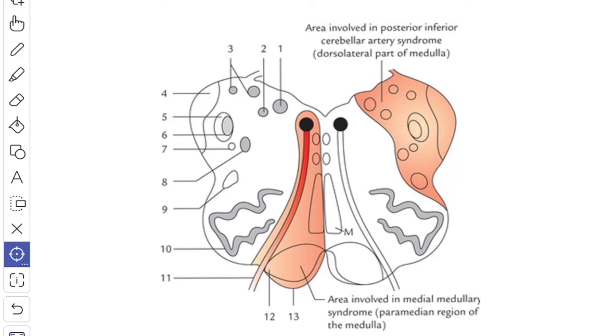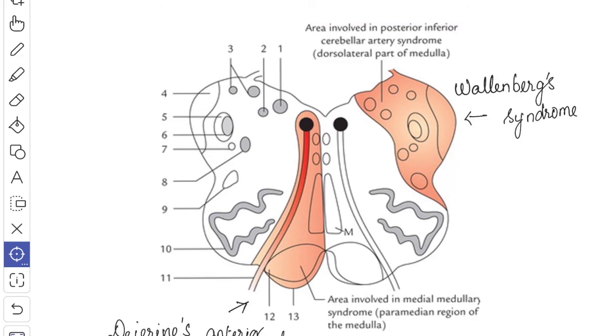Then you get the ipsilateral paralysis of muscles of the palate, pharynx and larynx due to the involvement of the nucleus ambiguus. Then there will be the ipsilateral ataxia due to the involvement of inferior cerebellar peduncle and the cerebellum. There will be giddiness due to the involvement of vestibular nuclei. There will be Horner's syndrome due to the involvement of descending sympathetic pathway in the reticular formation of medulla.